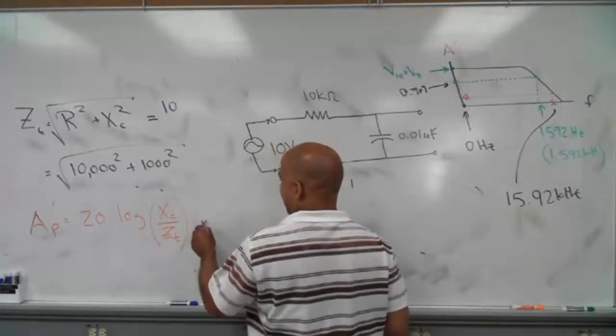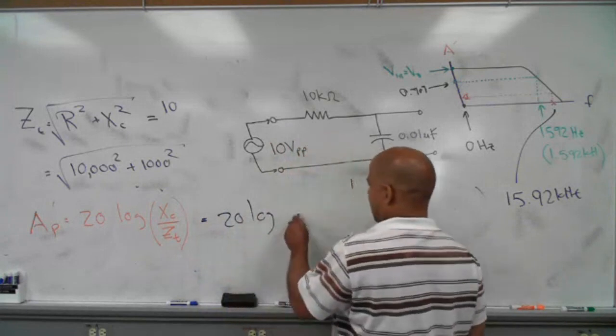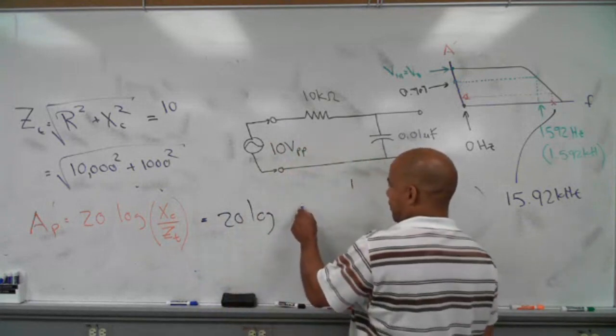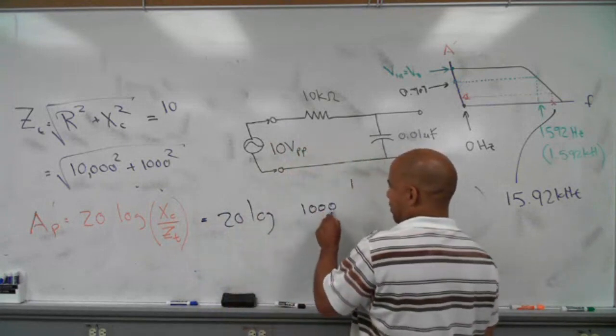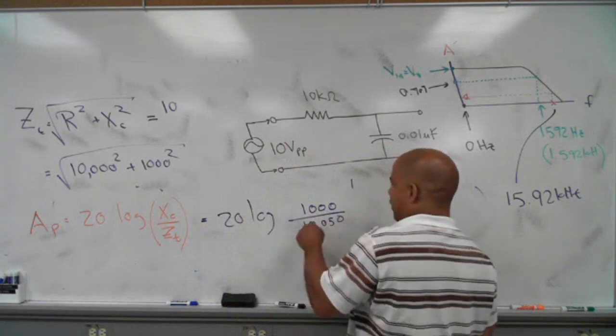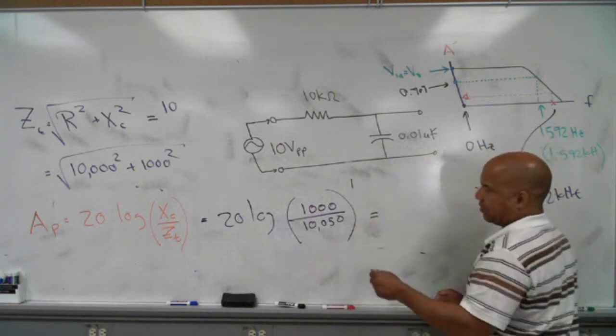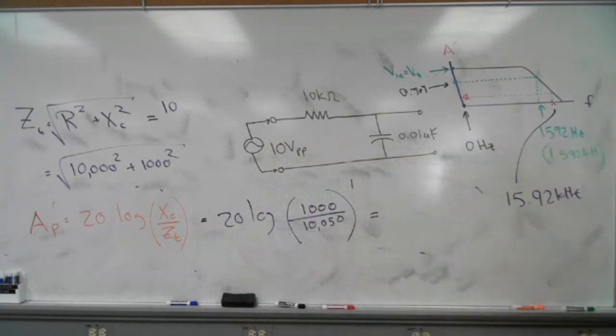But if I do the math here, so let's do 20 log, if you want to do, this was 1,000, and this was something like that, or you can use 10,000. It's not going to matter. That 50 is not going to matter. So what do you get when you do the math? I got negative 20 decibels.